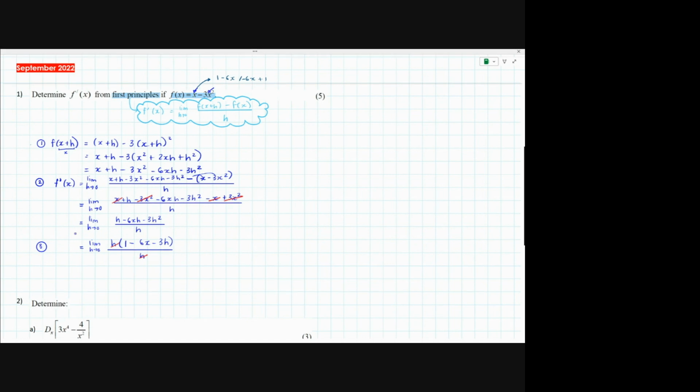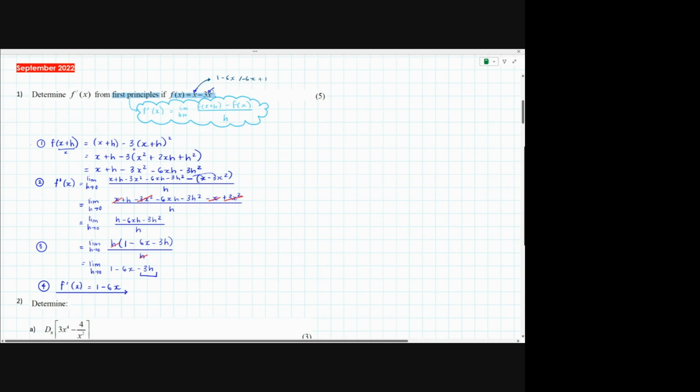And so now what you have is 1 minus 6x minus 3h. And your fourth and final step is to actually get your derivative. So what I mean by that is substitute in 0 in place of h. Everywhere you see an h, you now replace it with 0. And you get that your first derivative is equal to 1 minus 6x, because here, negative 3 times 0 is 0. That falls away. And so here is our derivative.